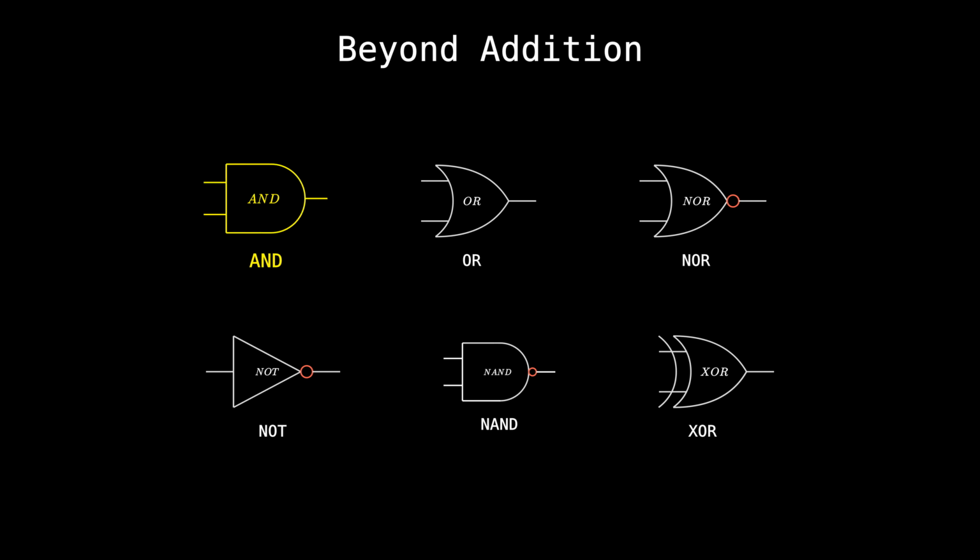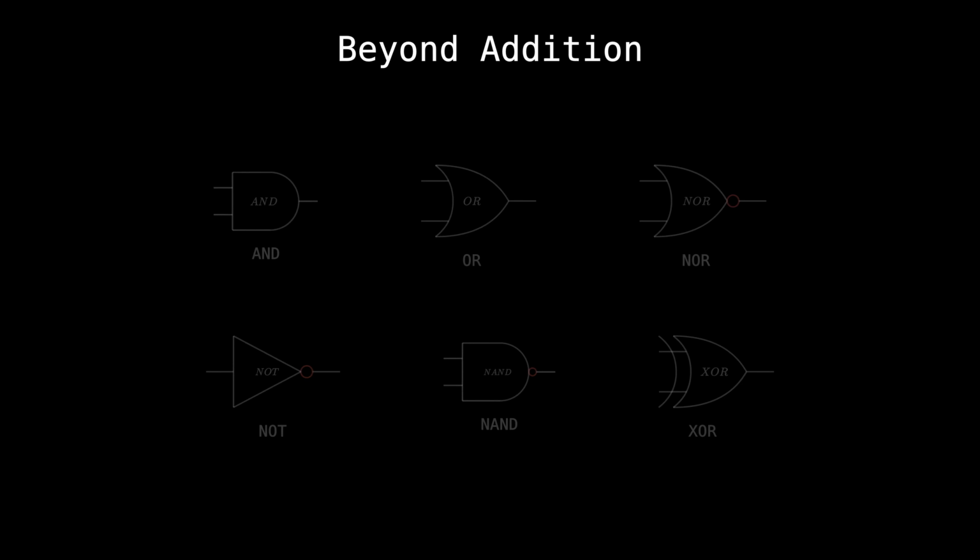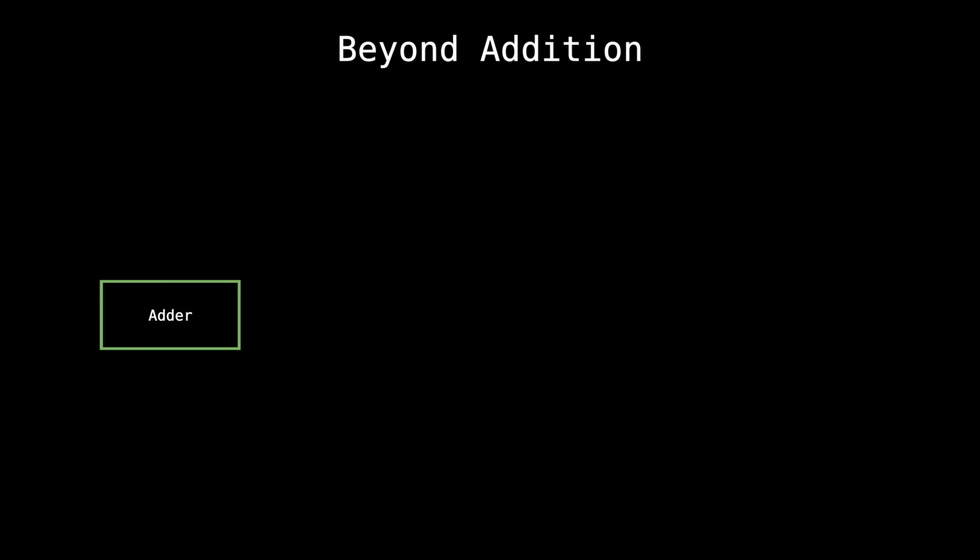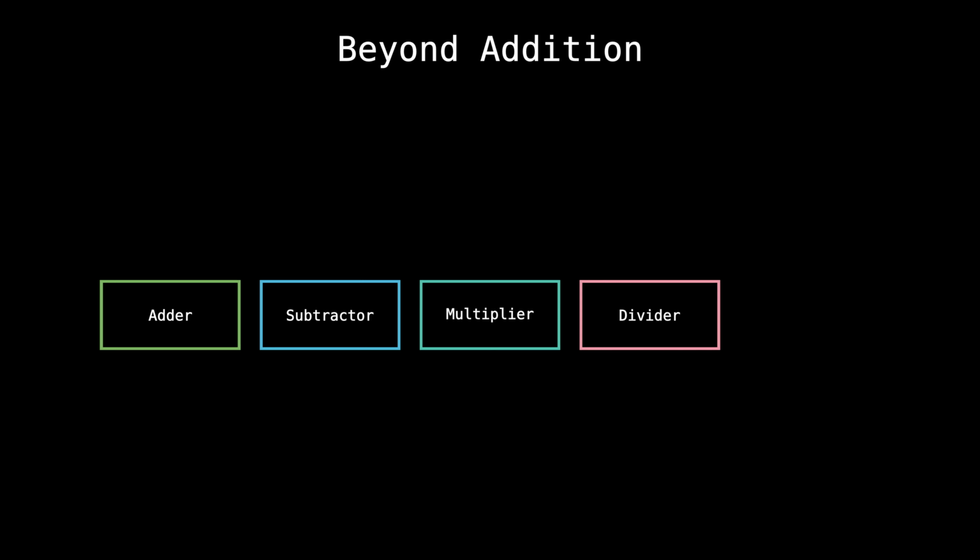So far, we've used AND, OR, and XOR gates to build an adder circuit, but there are more logic gates in the engineer's toolbox. Here are the 6 fundamental logic gates: AND, OR, NOR, NOT, NAND, and XOR. Each of these gates is built from transistors, just like the ones we explored earlier. By combining these gates in different arrangements, engineers can build circuits for virtually any arithmetic operation. We already saw how AND, OR, and XOR gates combine to form an adder. Using similar techniques, these same gates can be wired together to create a subtractor, a multiplier, a divider, and even circuits for comparison and other complex operations.